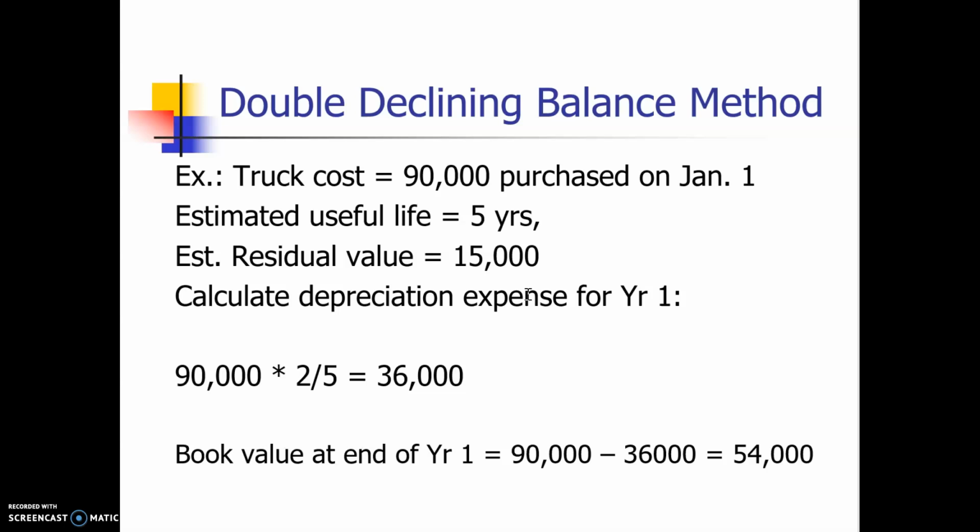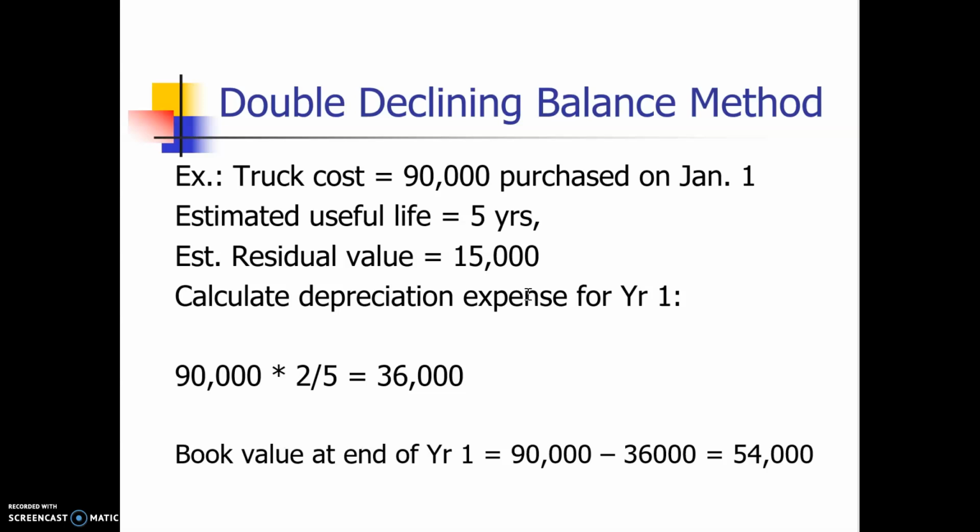So here's an example. We got that same truck, $90,000 cost, 5-year life, residual value 15. So depreciation expense for year 1, the book value times 2 divided by the useful life. Well, we've never taken depreciation before now, so accumulated depreciation at this point is 0. So in year 1, book value is going to be equal to cost, right? Cost minus accumulated depreciation is book value.